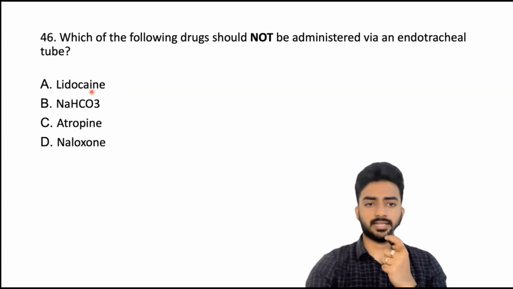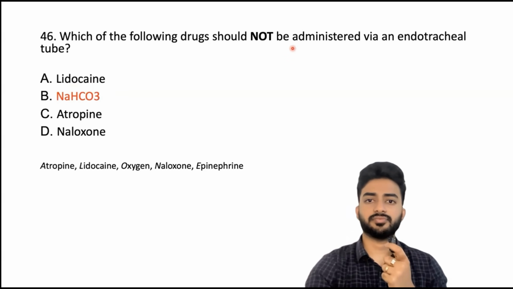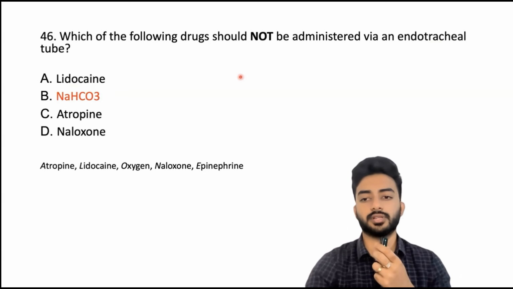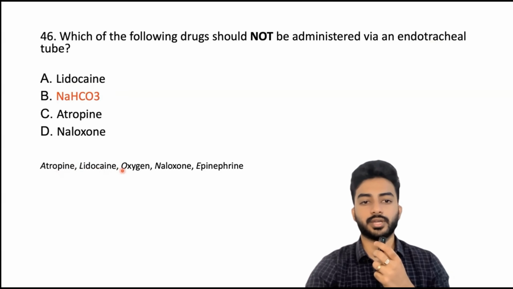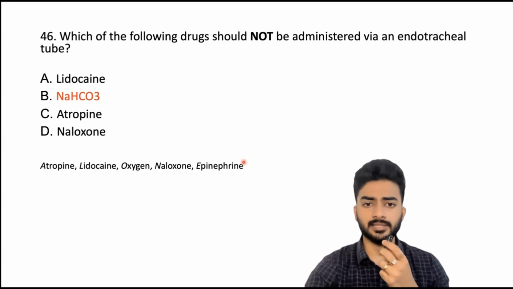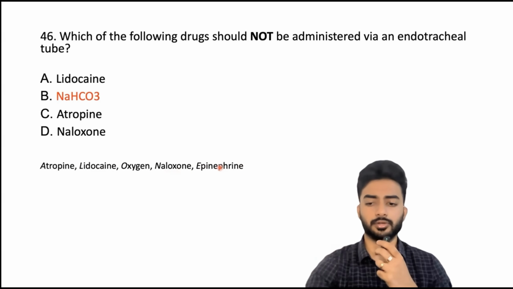So if you see, the answer is option B, and the drugs which can be administered via the endotracheal tube is alone. That is atropine, lidocaine, oxygen, obviously via endotracheal tube, naloxone, and epinephrine. And this epinephrine can be administered during CPR if you don't have access also.